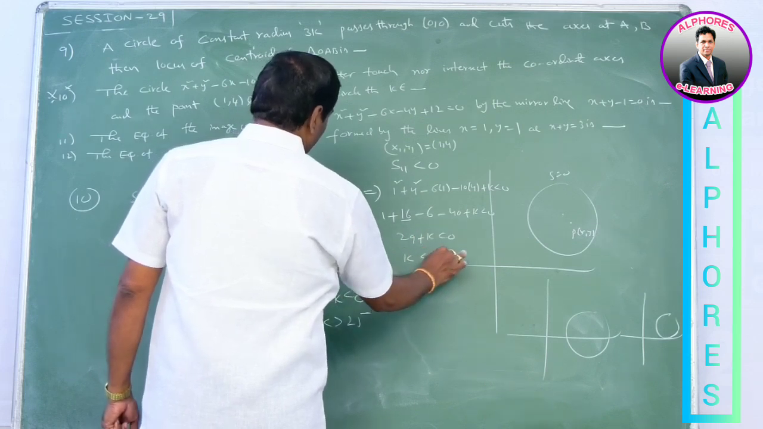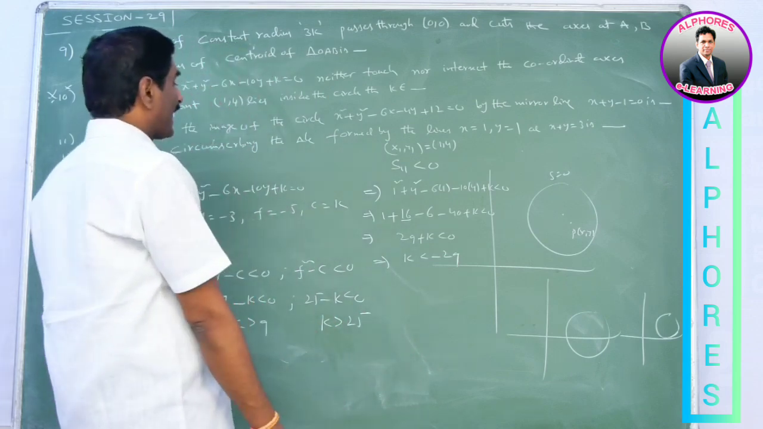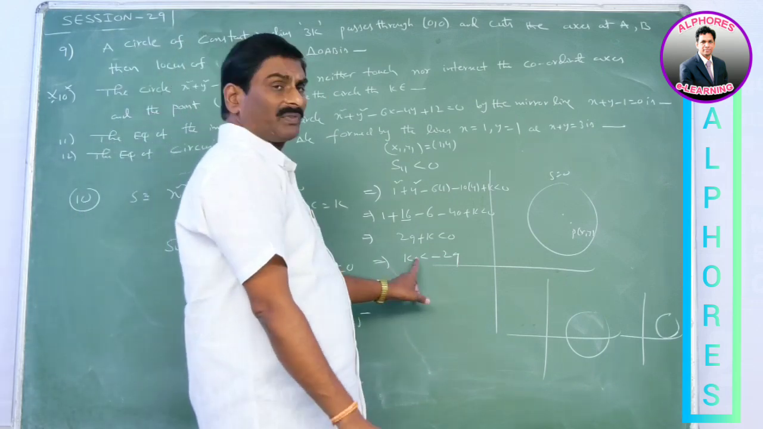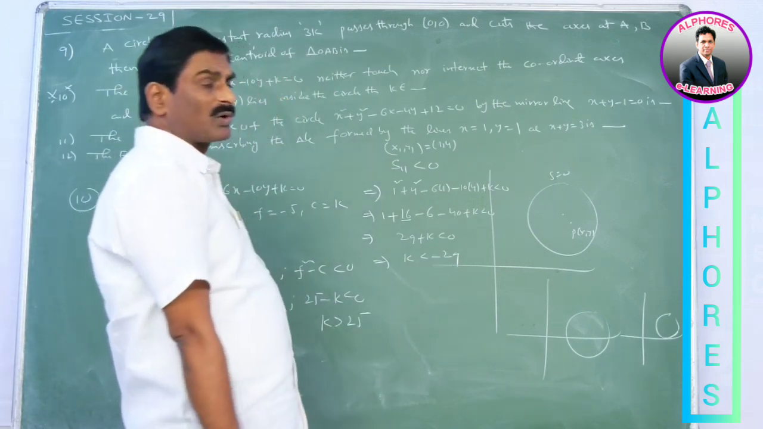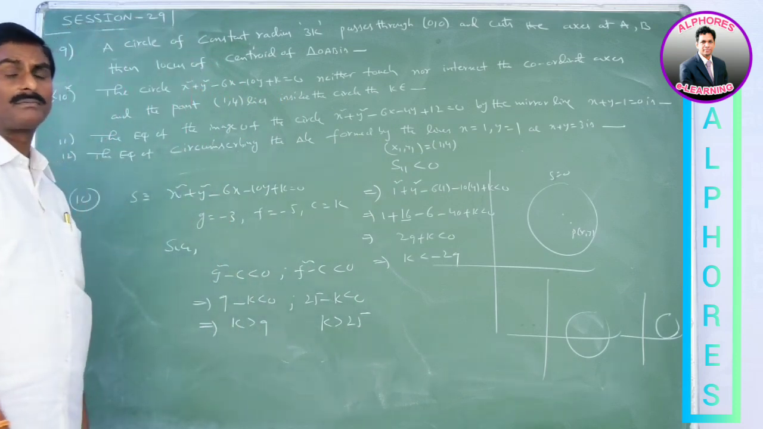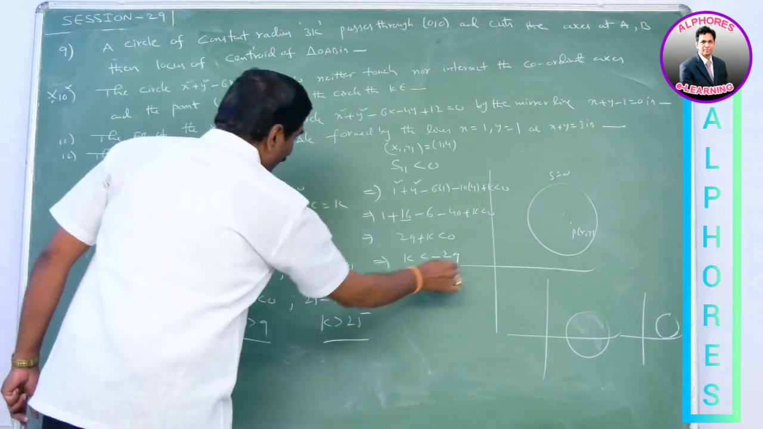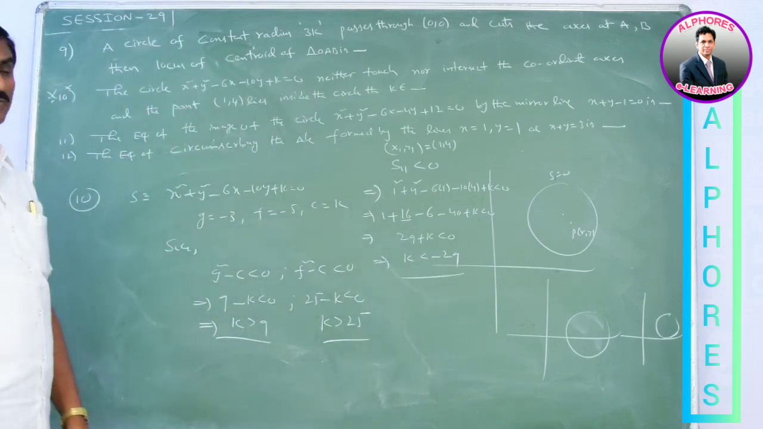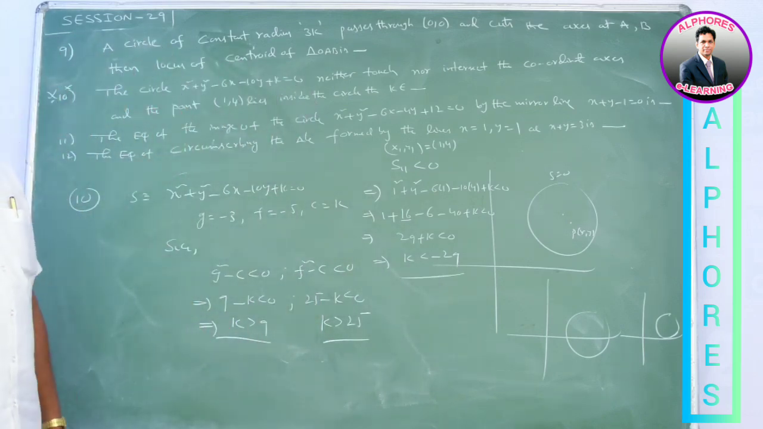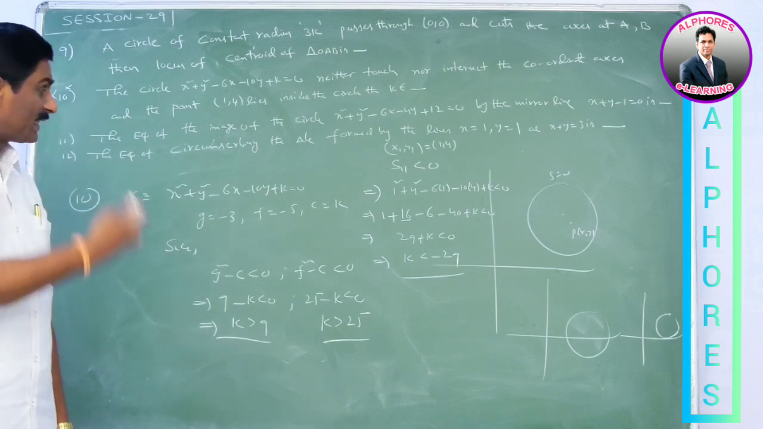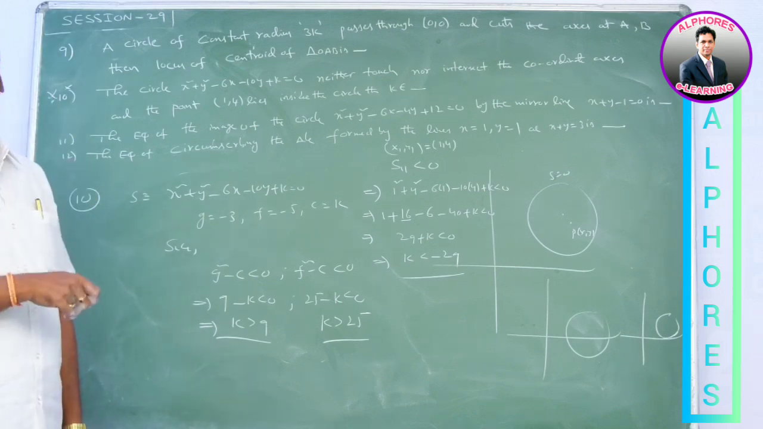k less than 29. By using these three conditions, we find the value of k. The common solution of these three inequalities is said to be the required value range of k.